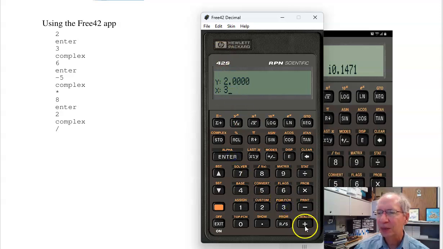The stack is now set up. I can add them. Multiply by 7. The HPs automatically do a push command, so I don't need to hit enter. So the stack is set up. 5 times 7 is 35.